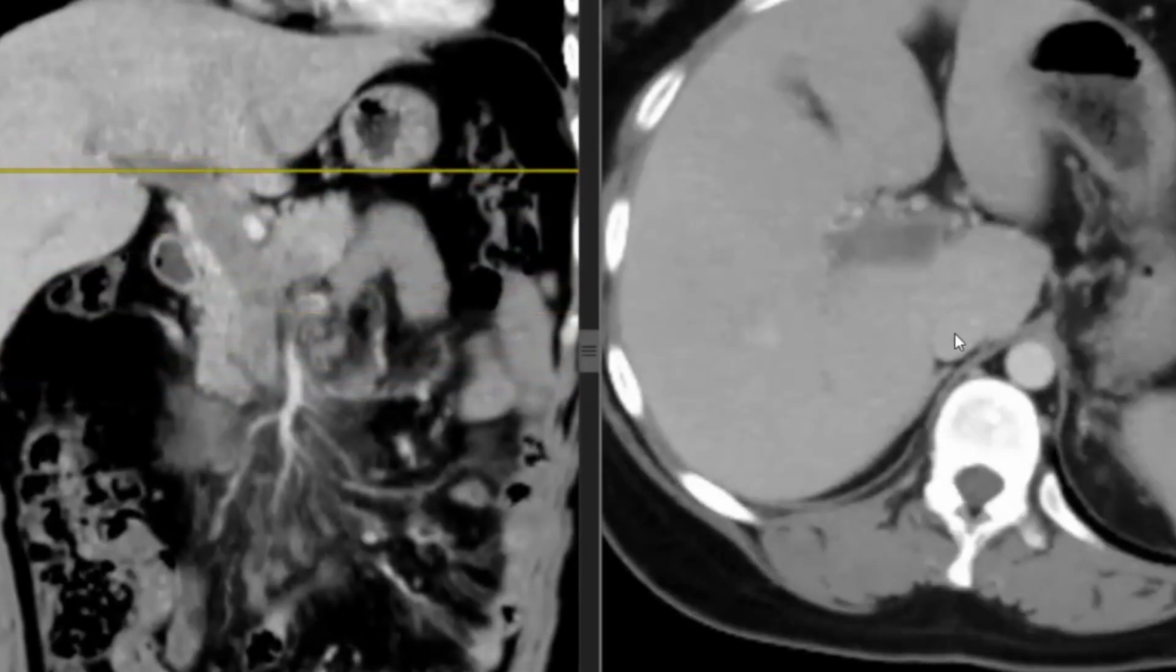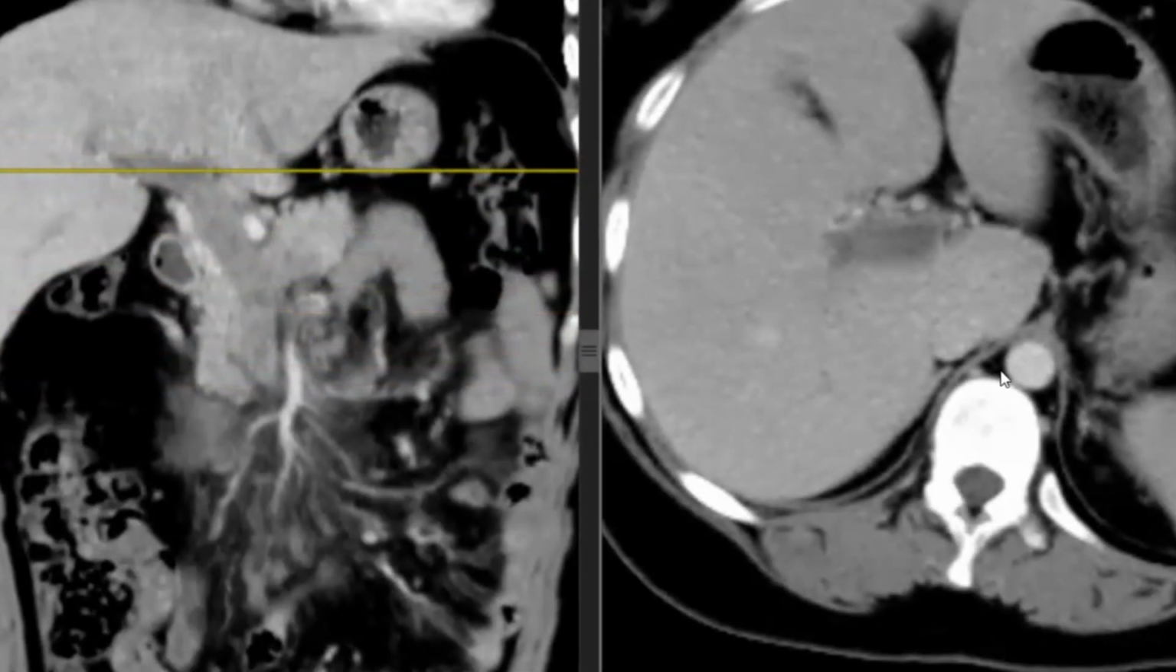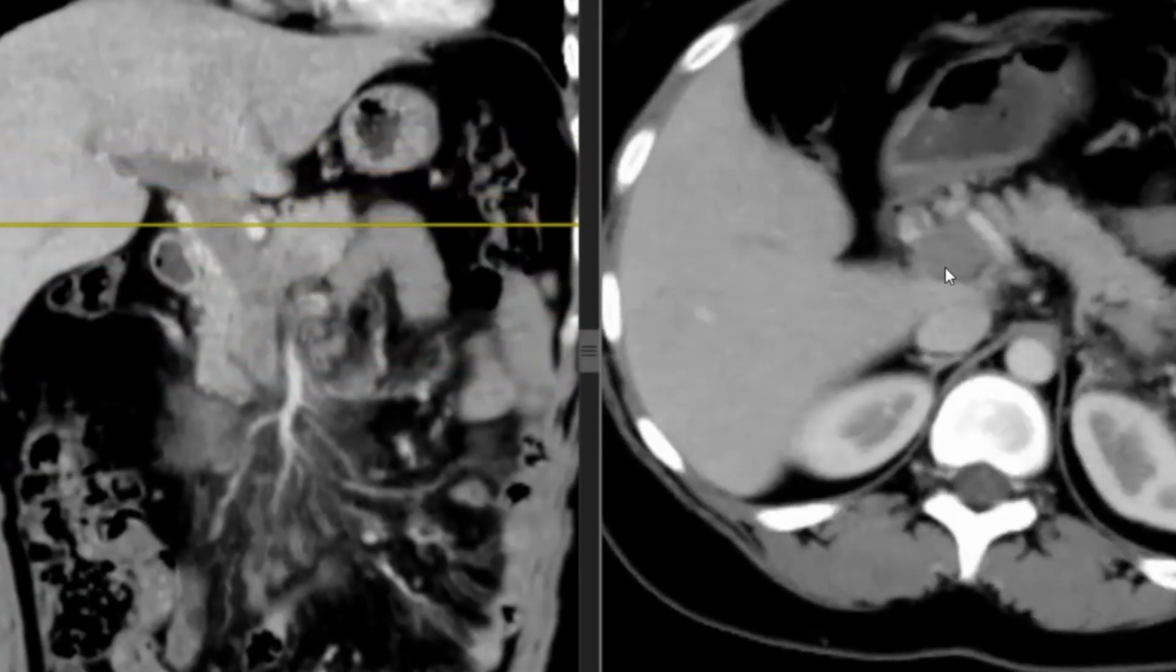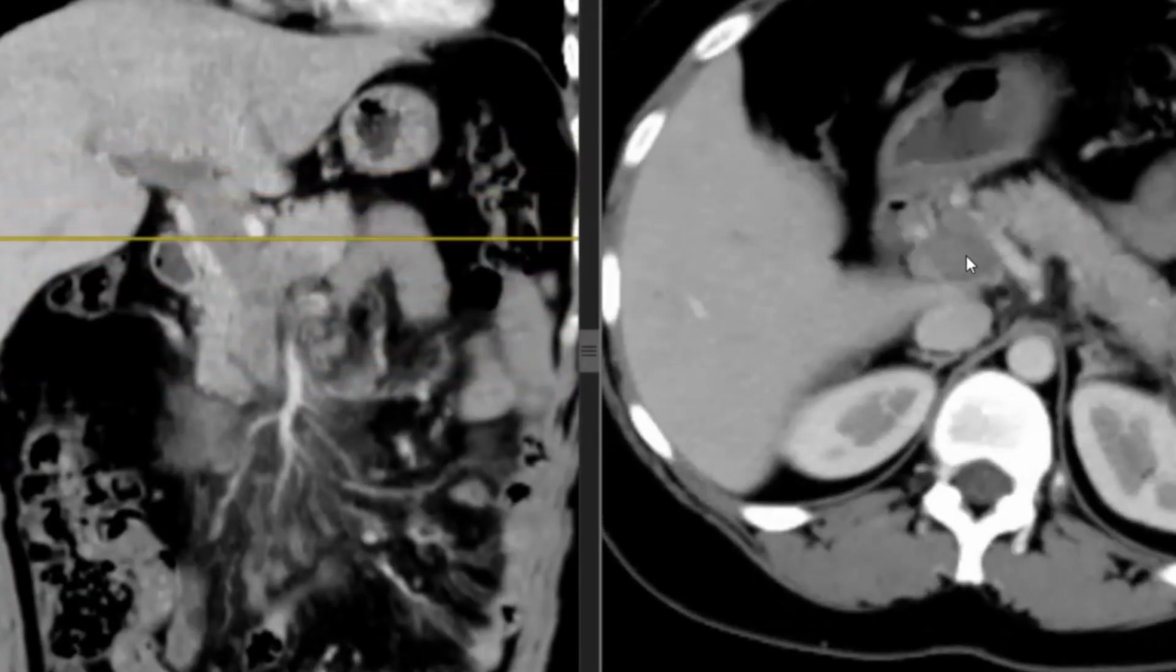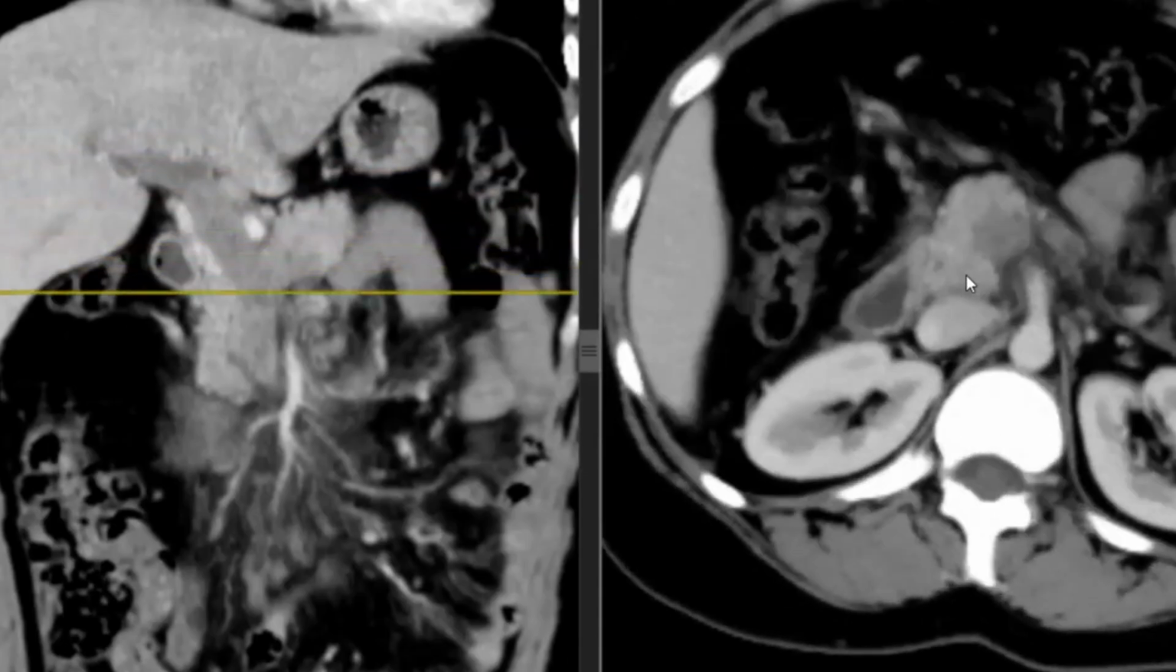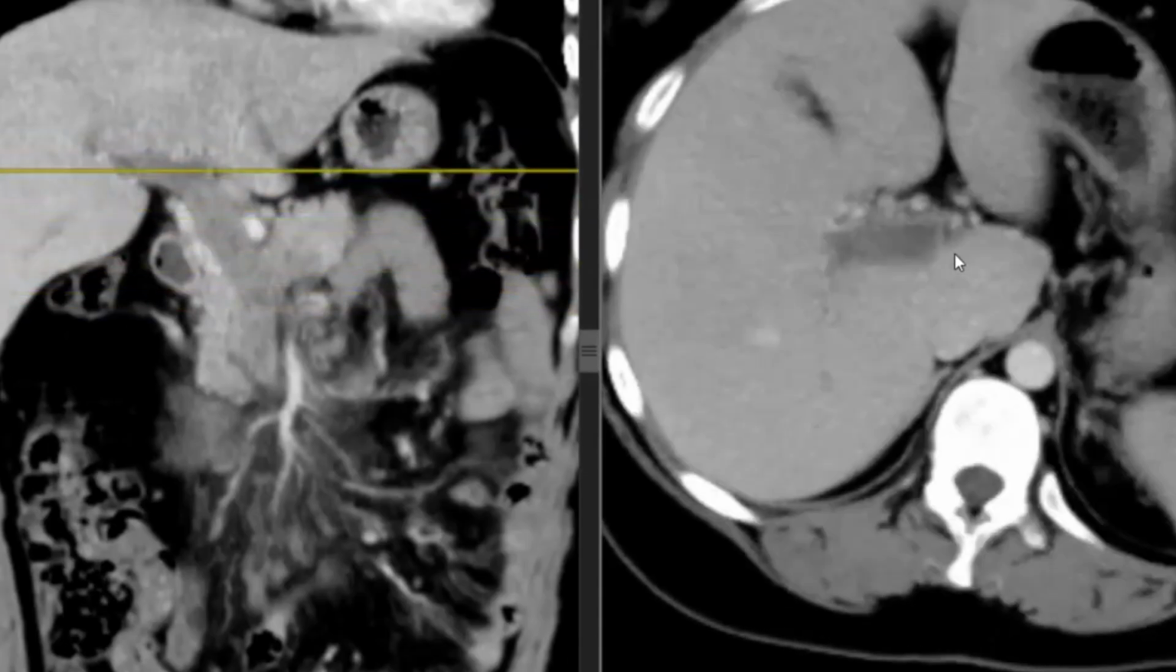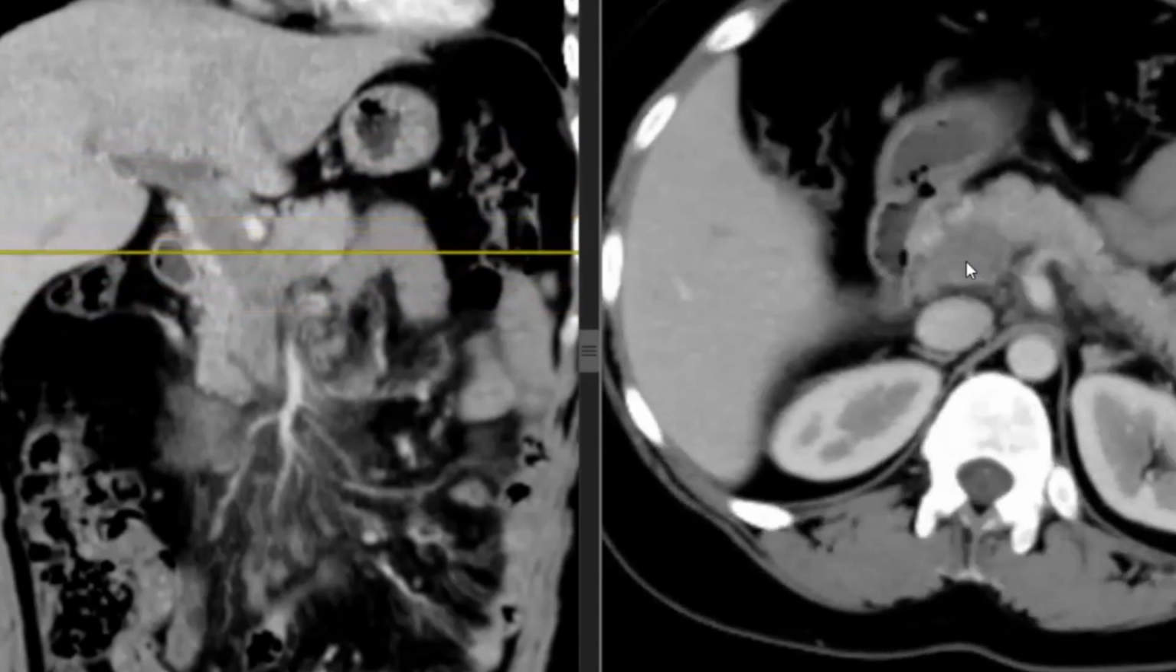Should be as bright as the IVC here. You see the IVC? Should be white. While here it is what? It's hypodense, and it's not black-filled. It's not enhancing. There is no contrast. And if we follow it down, let's say, down.